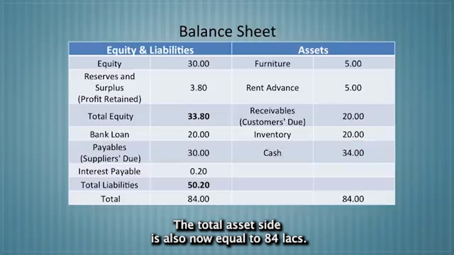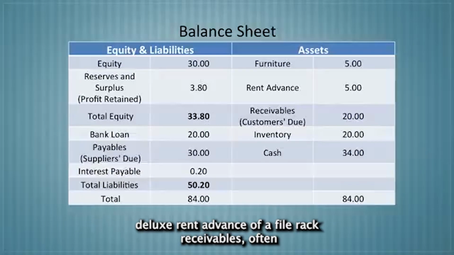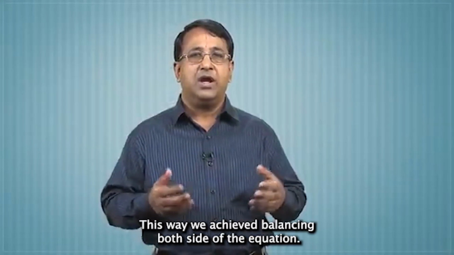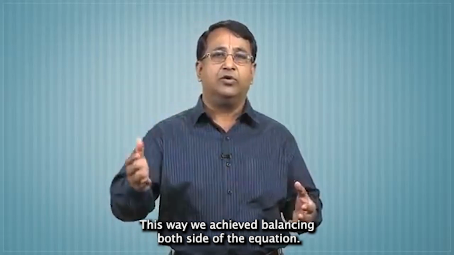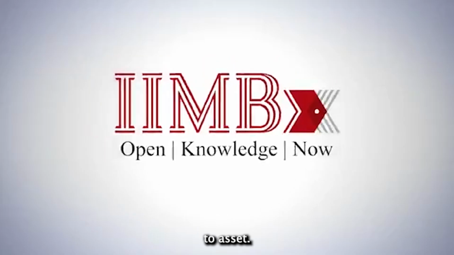The total asset side is also now equal to 84 lakhs. This consists of furniture of 5 lakhs, inventory of 20 lakhs, rent advance of 5 lakh, receivables of 20 lakhs, cash balance of 34 lakhs. The total is 84 lakhs. This way we achieved balancing both sides of the equation. Our liabilities and equity is now equal to assets.